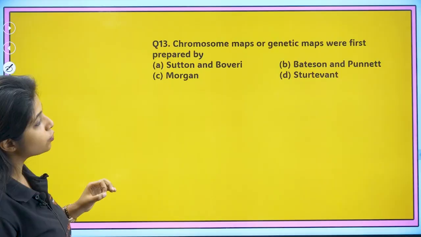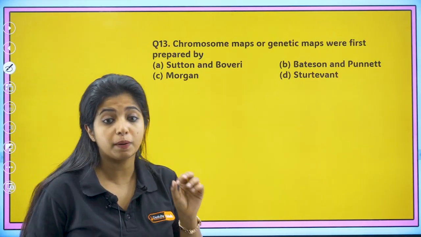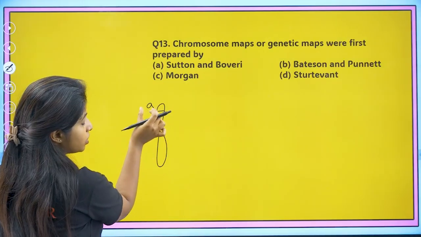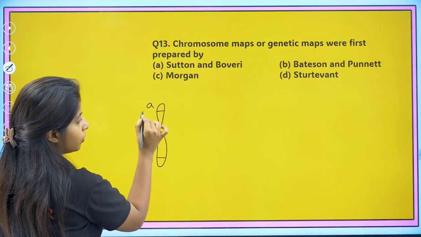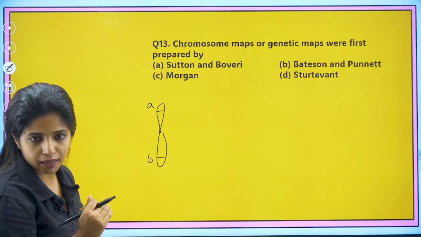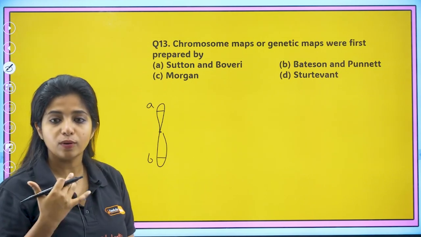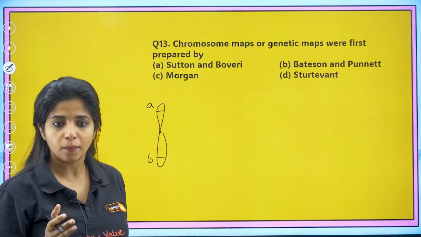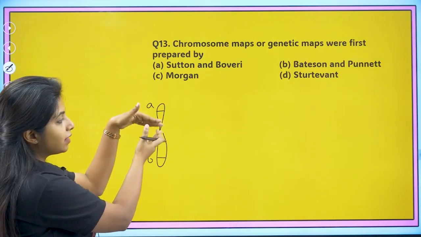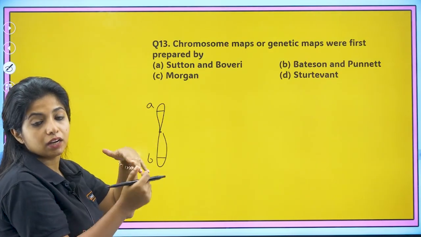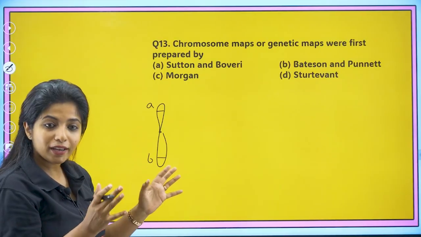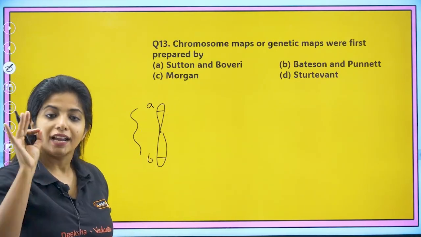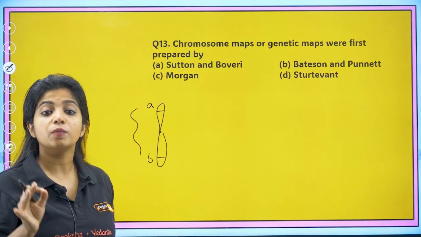Now, 13th question: chromosome maps or genetic maps were first prepared by. What do you mean by that? Genetic maps means this chromosome, this allele is over here and the other allele is over here. This is gene mapping. So, who discovered gene mapping? Who was that person? Ma'am, Morgan, T.H. Morgan did the experiment for linkage and recombination. He was the person who said that if there is more distance, there will be more recombination. Linkage and recombination was actually put down by Morgan.